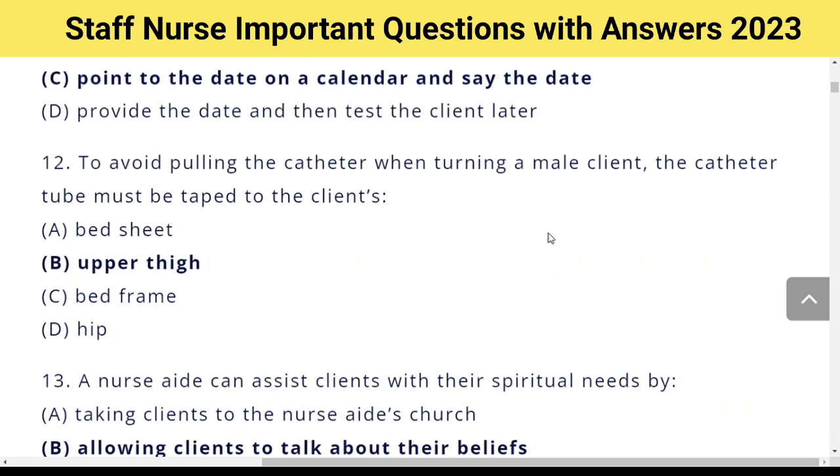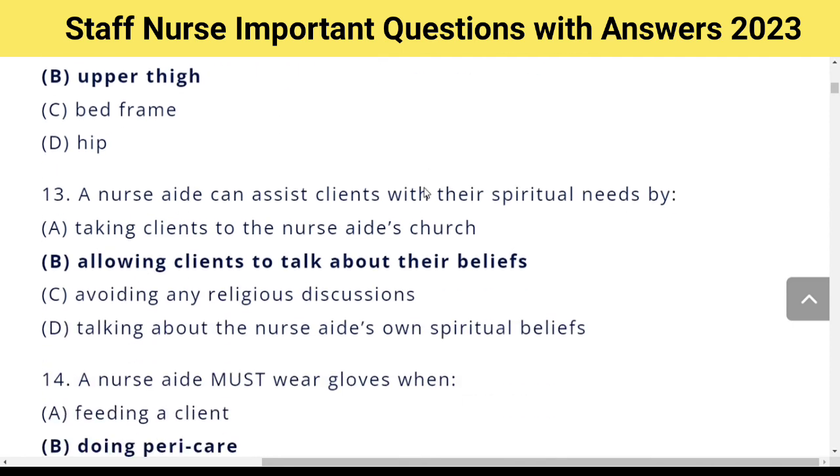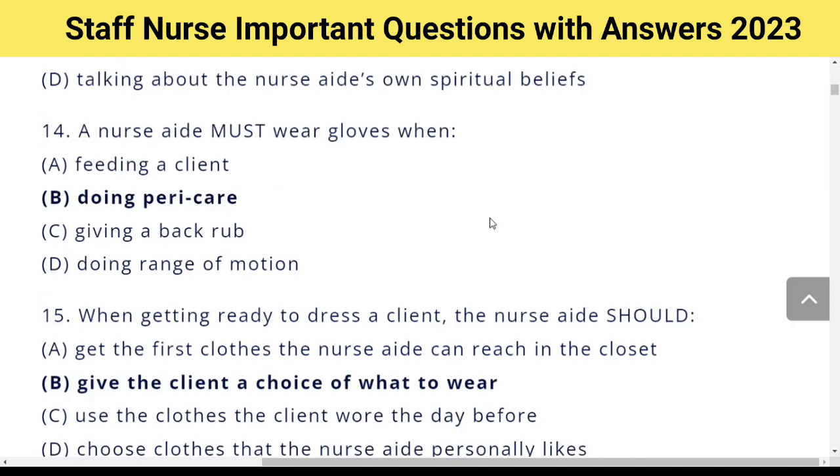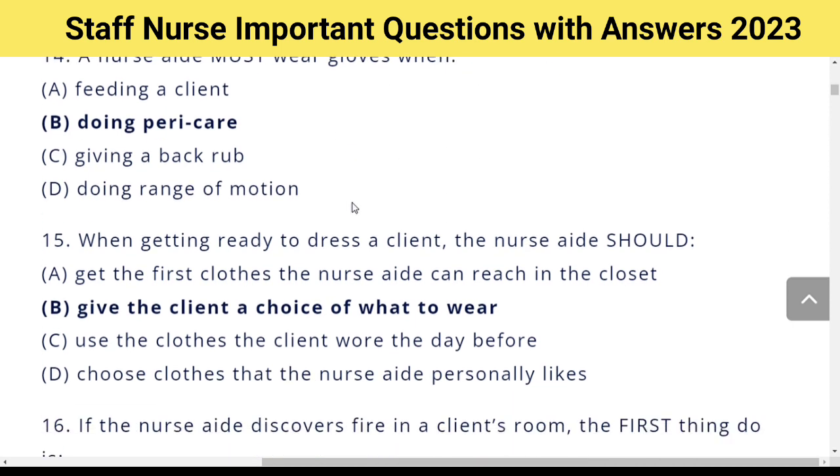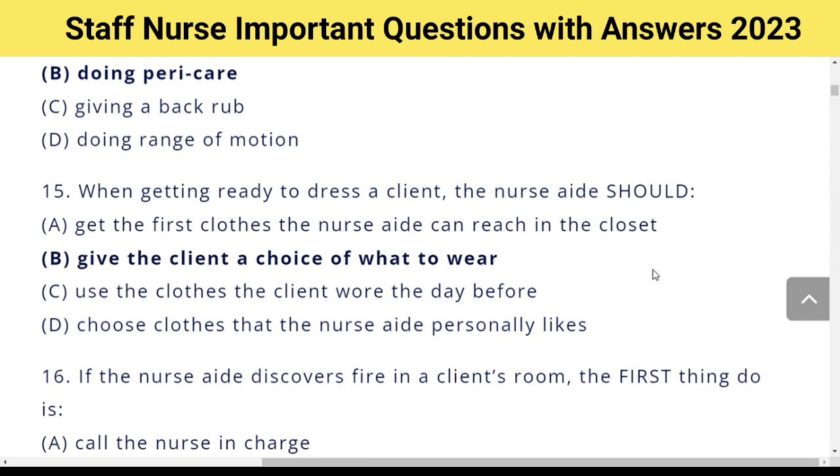Question number 12, to avoid pulling the catheter when they turn a male client, the catheter tube must be taped to the client's option B, upper thigh. Question number 13, a nurse aide can assist clients with their spiritual needs by allowing clients to talk about their belief. Question number 14, a nurse aide must wear gloves when? Option B, doing pericare. Question number 15, when getting ready to dress a client, the nurse aide should option B, give the clients a choice of what to wear.